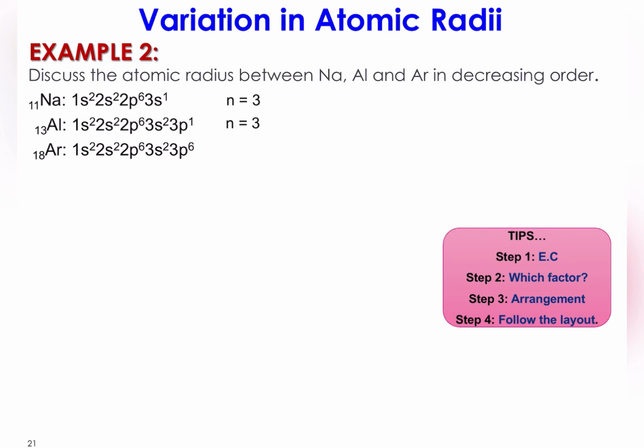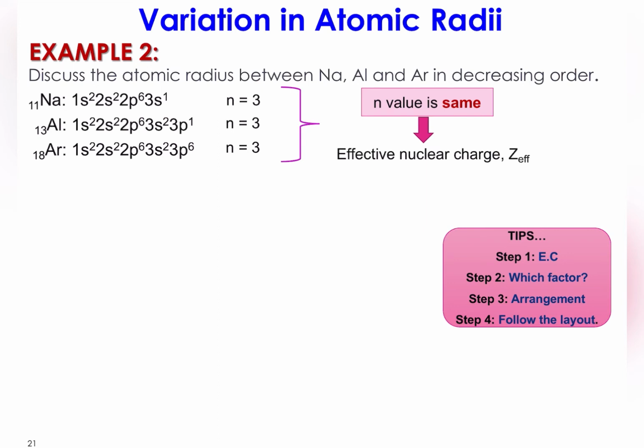All their n value, the highest n value is n equals to 3. So what can you deduce from here? N value is the same for all those 3 elements. So what is the factor that we can use if the n value is the same? The factor is effective nuclear charge, ZEF.